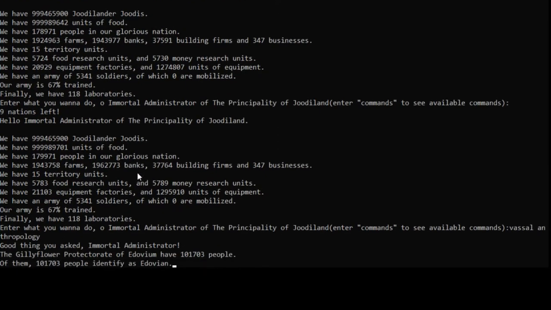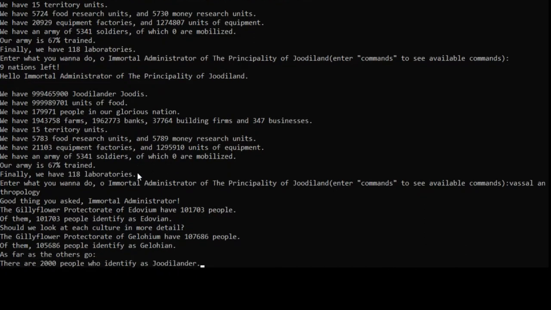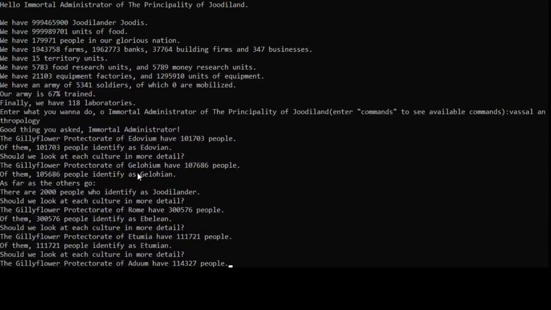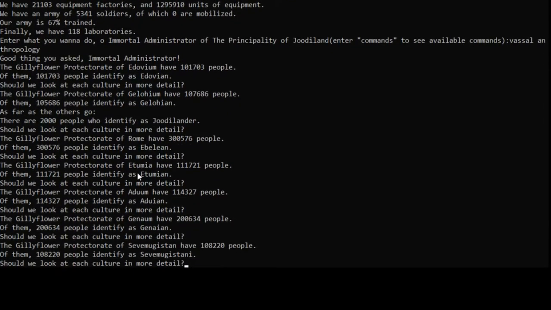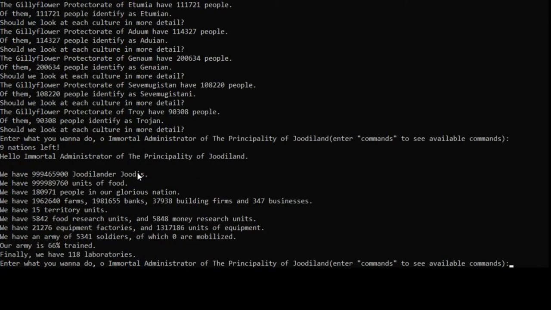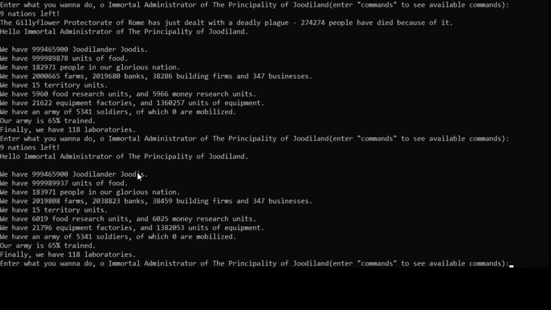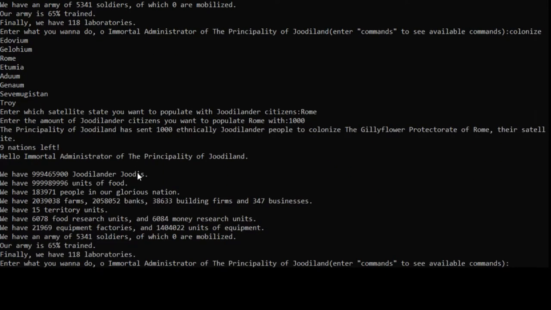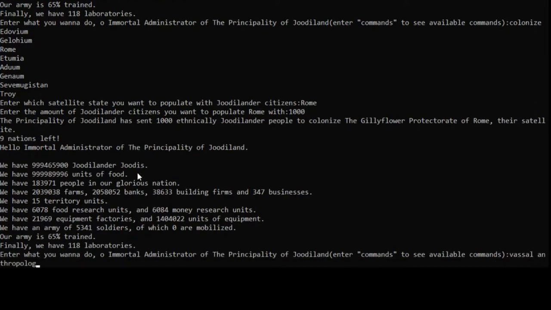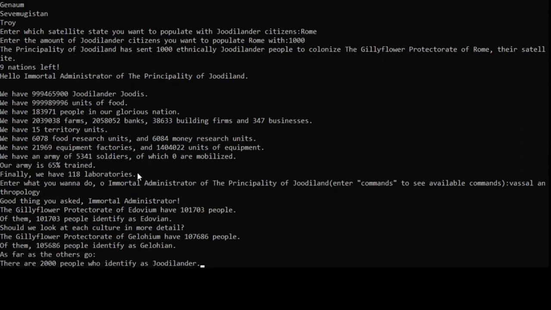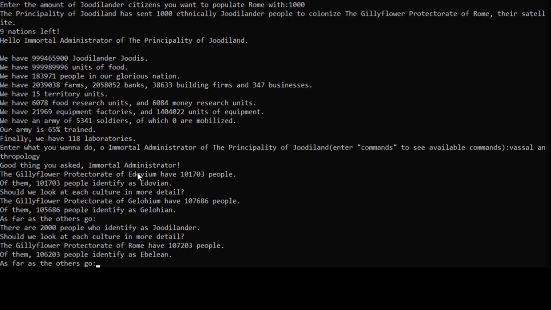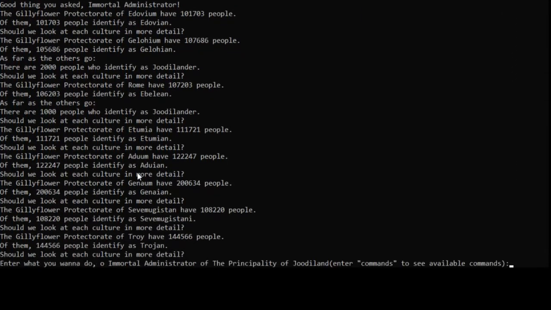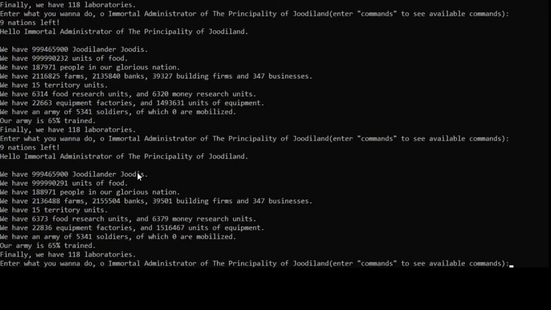Anthropology, let's take a look. 2,000 people identified as Joodilander. Right, okay. The Romans are just fake Romans at this point, but who cares, I suppose. Let's keep going then. Alright. Whoa. Romans have just lost. Colonize Rome of 1,000. So anthropology. Let's take a look. Let's see in a few turns. Maybe the population will actually grow. Alright, let's keep going.